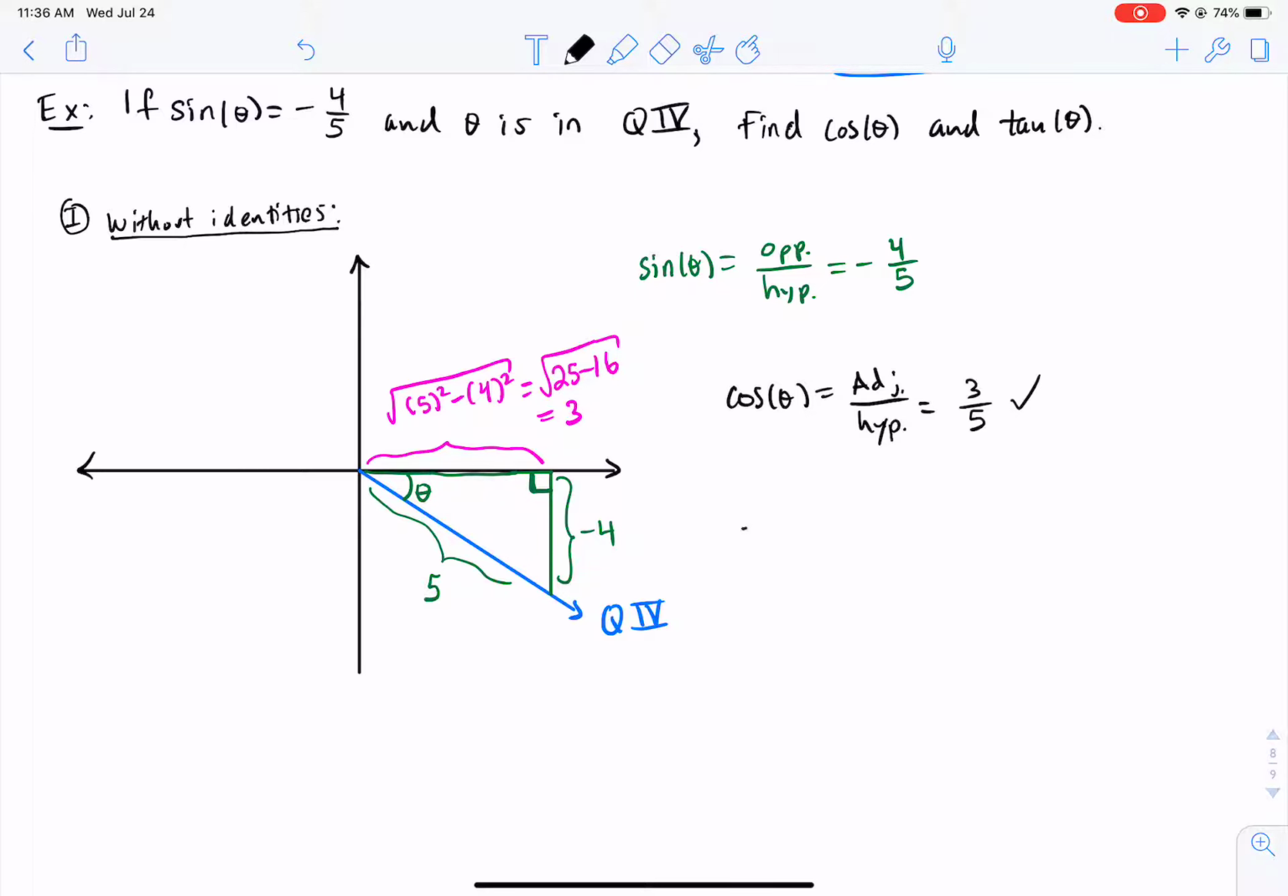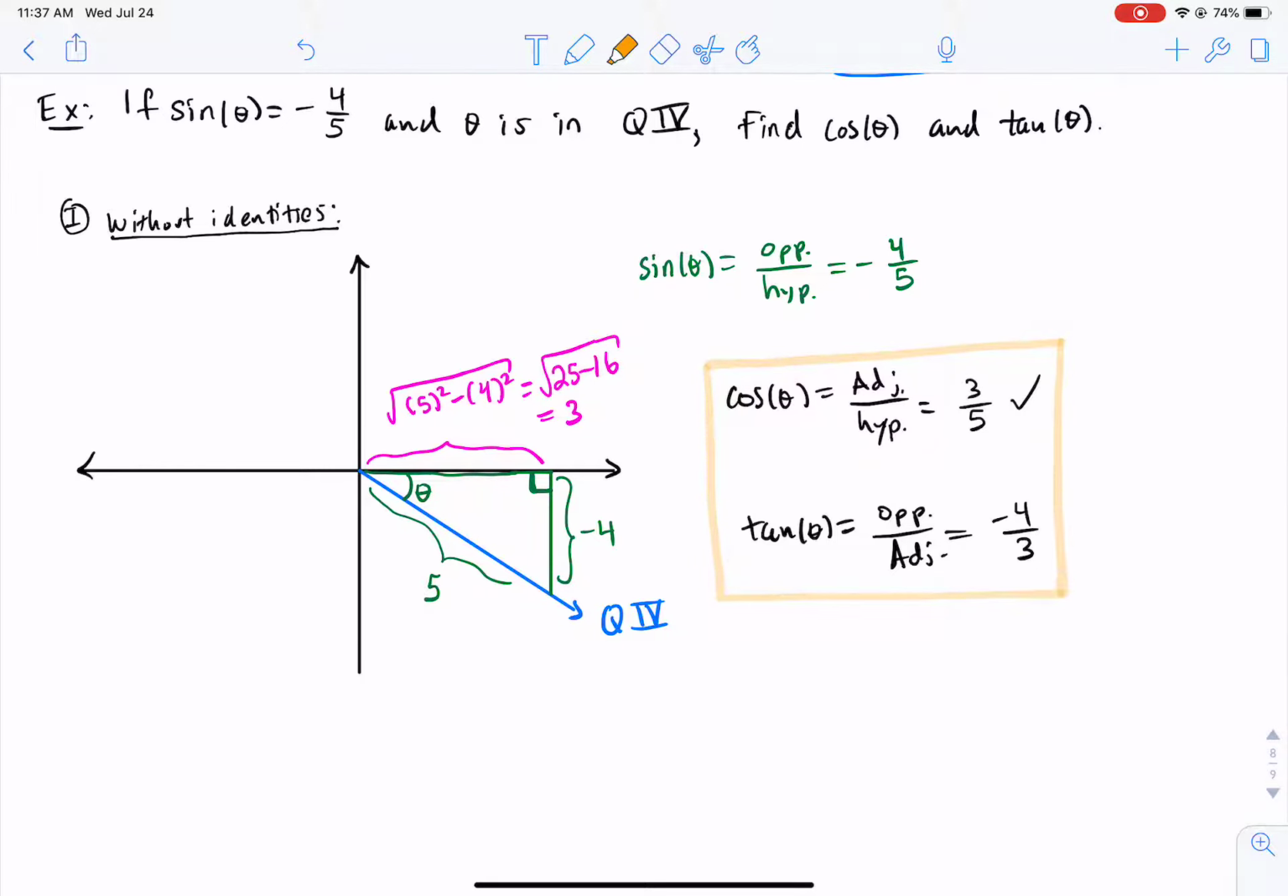What about tangent theta? Tangent theta will be opposite over adjacent, right? So this guy is going to be negative 4 over 3, like this. And we didn't have to worry about the sign because he already gives it to us right here. But if we didn't use negative 4 and instead used positive 4, we then have to determine that tangent theta in the fourth quadrant is going to be negative, right? But these will be the answers for us. This one.